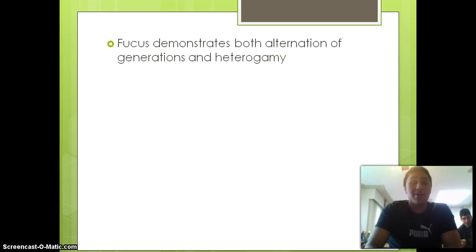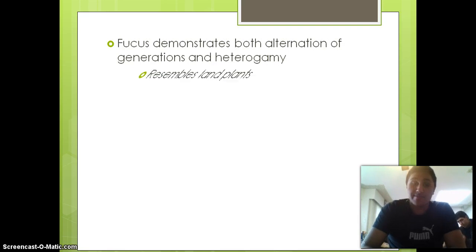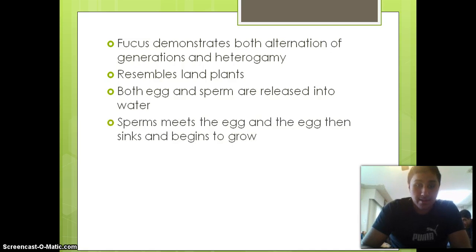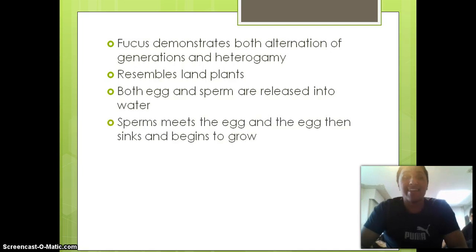Fucus demonstrates both alternation of generations and heterogamy. It resembles land plants. Both egg and sperm are released into the water. The sperm meets the egg, and the egg then sinks and begins to grow at the bottom.